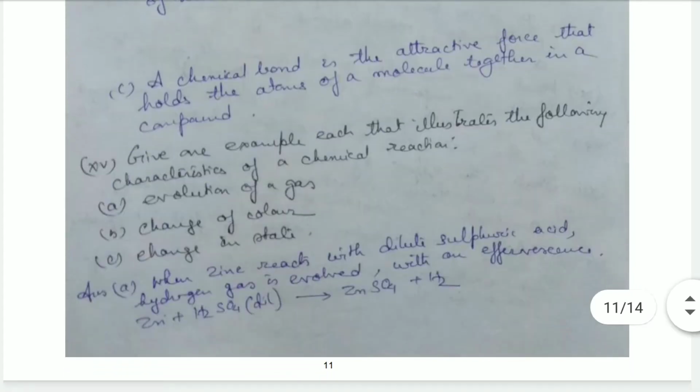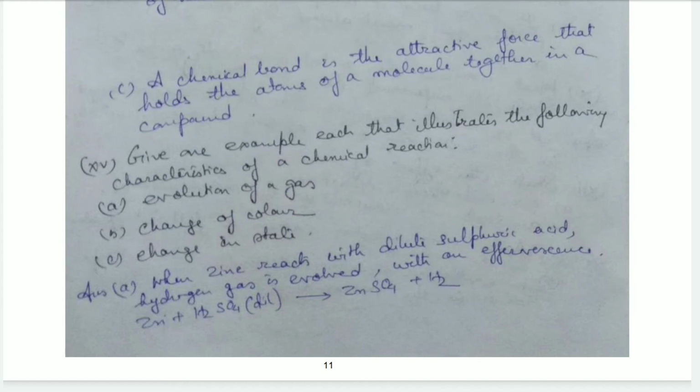Okay, now next is we'll give one example each that illustrates the following characteristics of a chemical reaction. First is evolution of a gas, where a gas is evolved. Like when zinc reacts with dilute sulfuric acid, hydrogen gas is evolved along with an effervescence. So that indicates the evolution of a gas. Okay, along with that, zinc sulfate salt is formed.